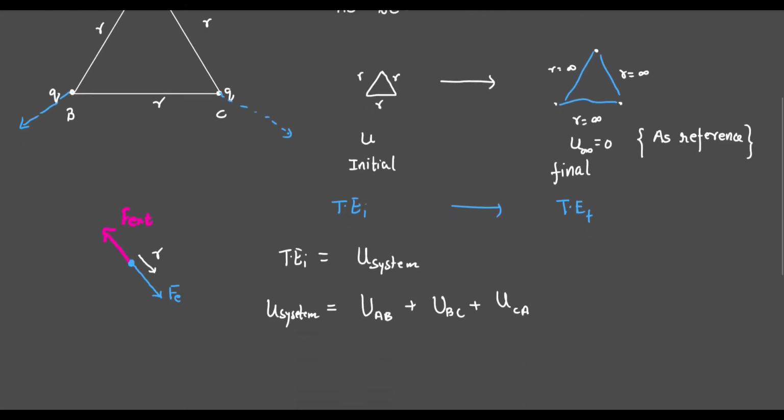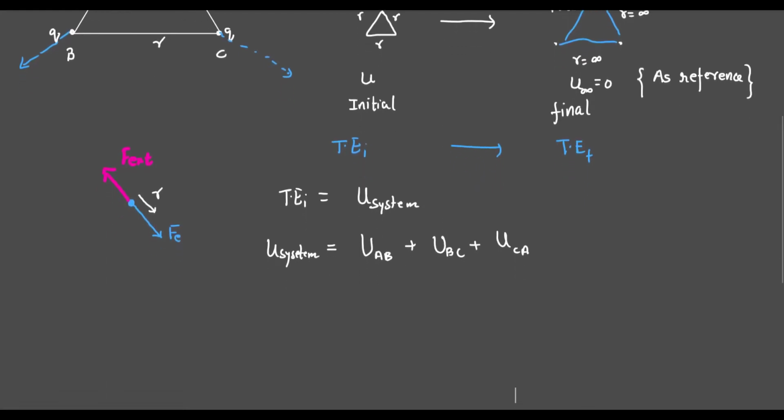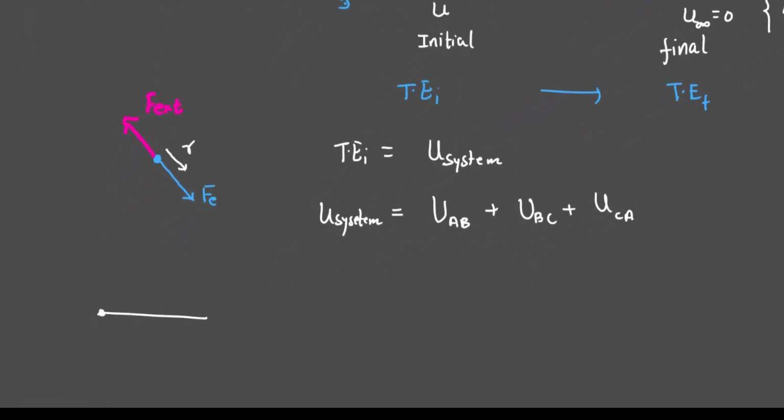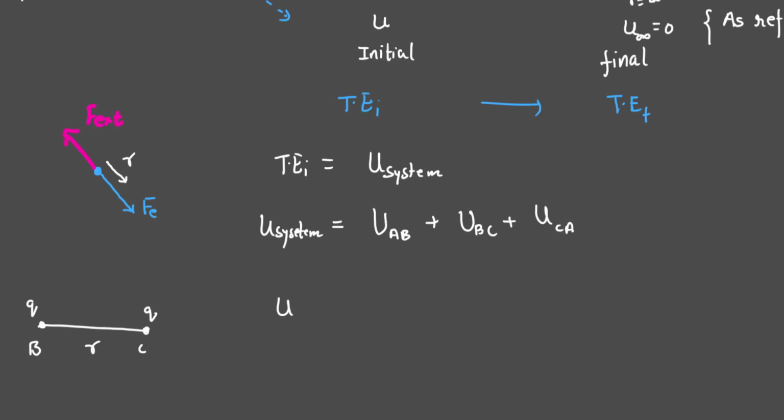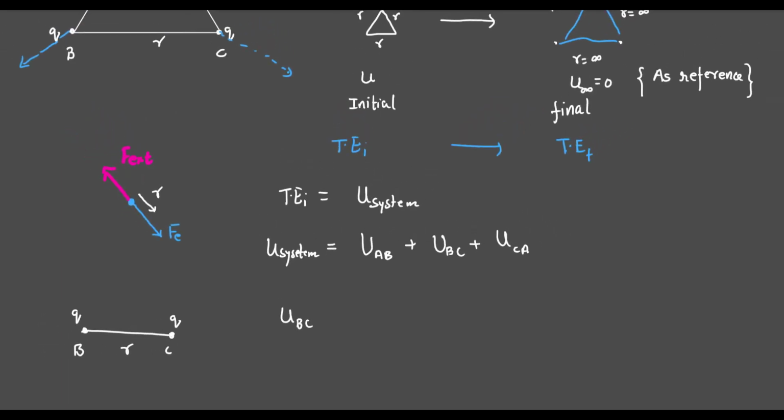Fine. So what is U? The potential energy between two charges separated at a distance of r. So if I write BC, let's suppose this is BC, distance is r, charges are q and q, then U BC will be what? We write generally K Q1 Q2 by R, not R square. K Q1 Q2 by R is the potential energy between two charges separated by distance R.